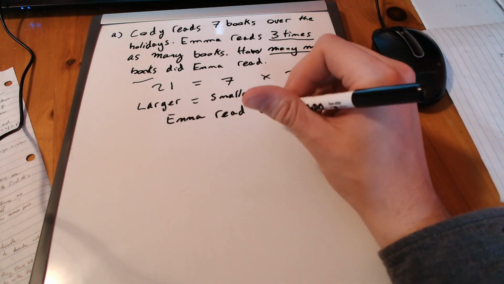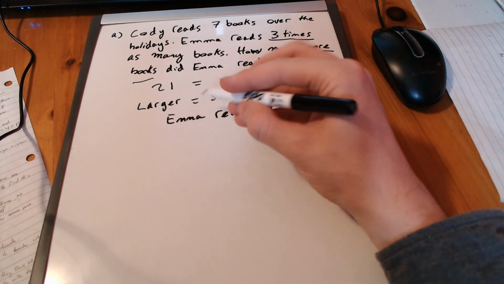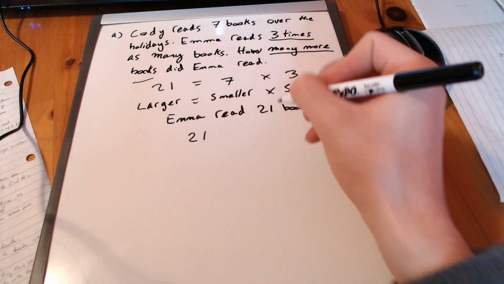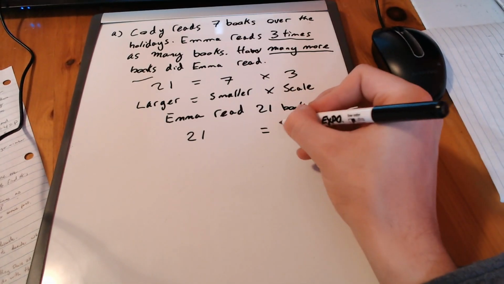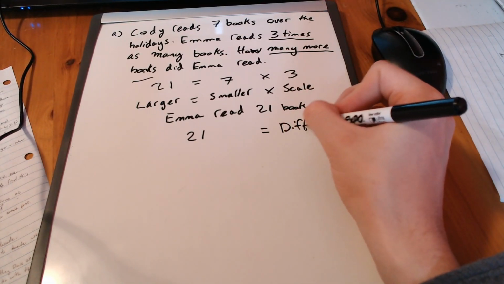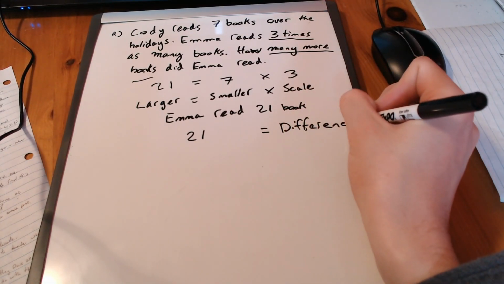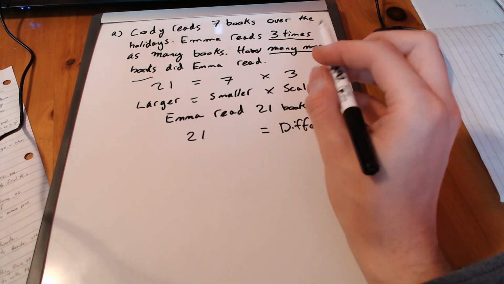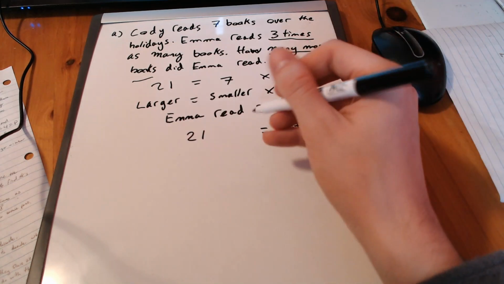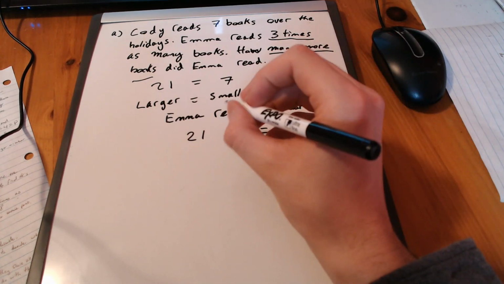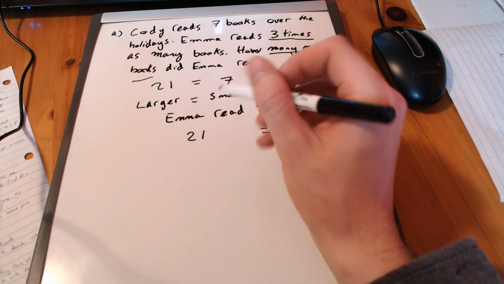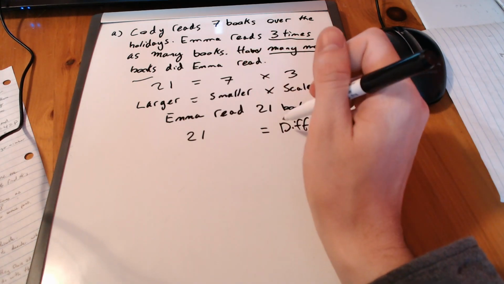Well, how many more books did she read than Cody? Is the 21 the bigger one? We've already said that it's bigger here. So we found the larger one, 21, and how do we figure out the difference? Now we're trying to find the difference. That's what it's asking for. It's not giving us how many more, it's asking us how many more. So are we going to add the 7 to the 21, or are we going to subtract? Because we're trying to find the difference.